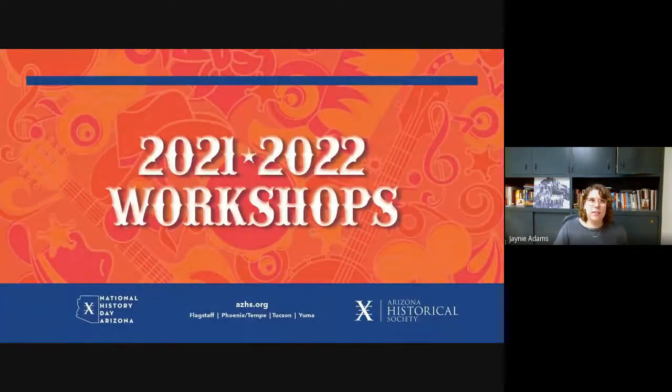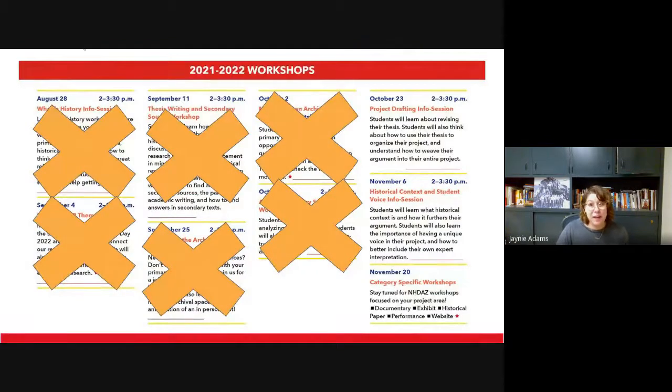All right. And so for the remainder of the fall workshops, we only have a couple workshops left. Next week, there's going to be a workshop on project drafting. We're going to talk about how to revise your thesis statement. We're going to talk about project organization and how to weave your argument throughout your entire project. November 6th is the historical context and student voice info session. So what is historical context? What is student voice? How do I get better at doing both? And then finally, the category specific workshops for whatever project category you're working on for National History Day.